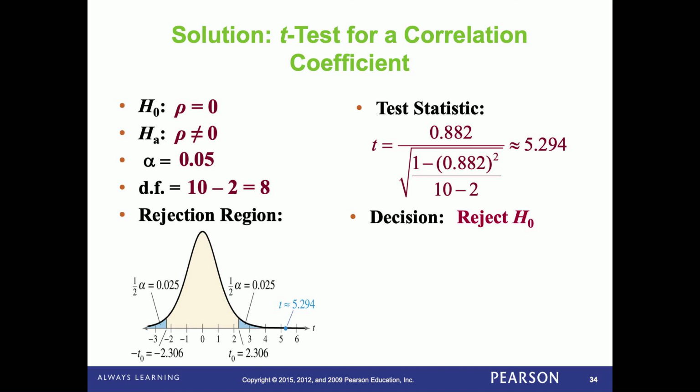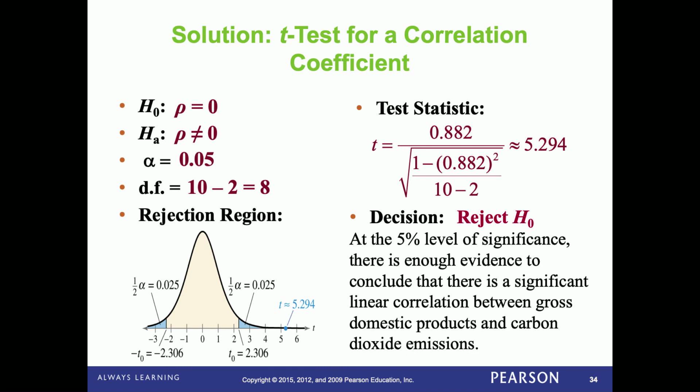And our decision: since 5.294 is beyond the critical value, t is not equal to 0, then it's significant. At the 5% level of significance, there is enough evidence to conclude that there is a significant linear correlation between gross domestic product and carbon dioxide emissions. Now, why is it important to figure out whether something is significant or not? Well, that's what we're going to go into next.